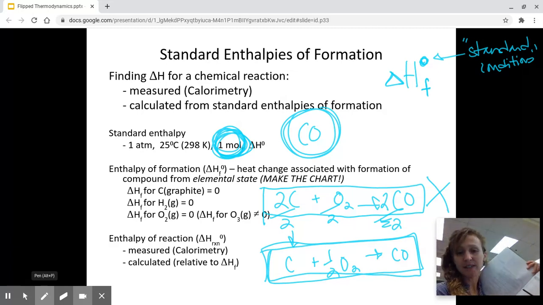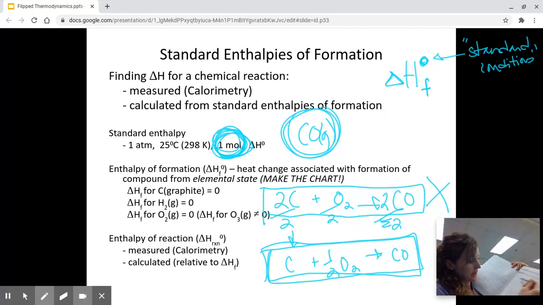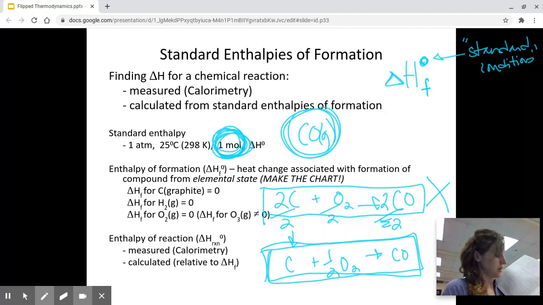So what I have to do here is go find carbon monoxide. Now, again, it's state dependent. We're going to say it's gaseous carbon monoxide. All the things are alphabetized. Come on, carbon monoxide. Oh, here we go. It's under carbon right here. Carbon monoxide gas. Okay, so delta HF naught is negative 110.5. Let me write that down.